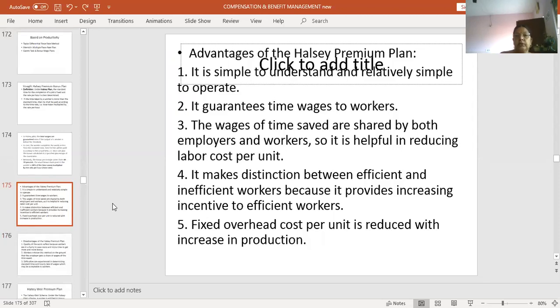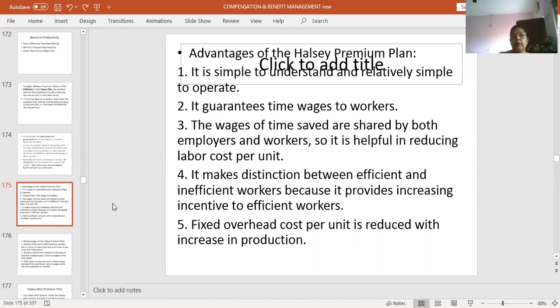So what are the advantages of this Halsey premium plan? It is very simple. You can operate it in a very simple manner. Just calculate the time taken by each of your workers to complete the job. You can calculate the time wages for them, and it is simple to understand also. Workers also will understand easily. So this kind of compensation guarantees that time wages will be paid to workers, not based on output, but based on the time taken by them to complete the work.